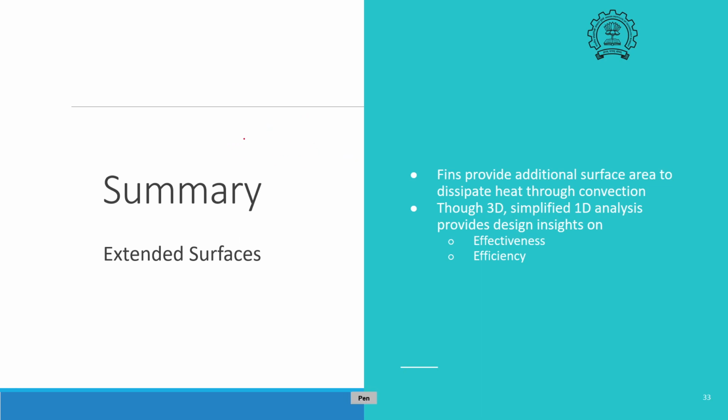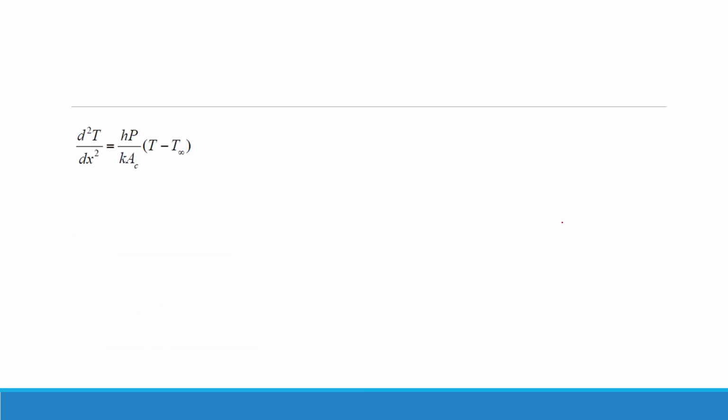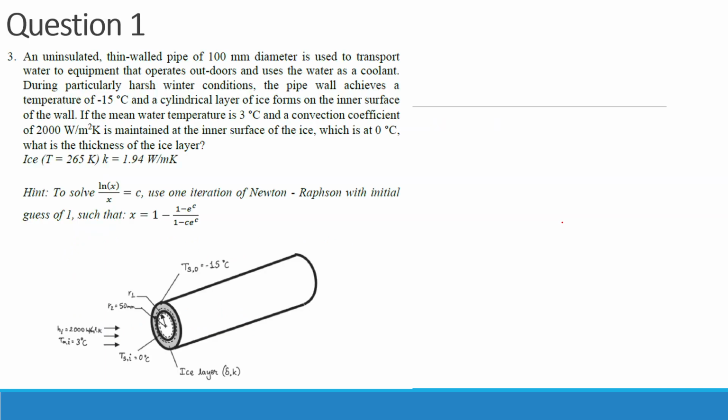So the key takeaway from the entire theory that we discussed in today's class related to the extended surfaces: fins provide an additional surface to dissipate the heat through convection. Though simplified 1D analysis of a 3D fin provides design insight on effectiveness and efficiency. So yes, over here I have just shown the derivation of those terms. So that was all the theory necessary to discuss the questions related to today's class.